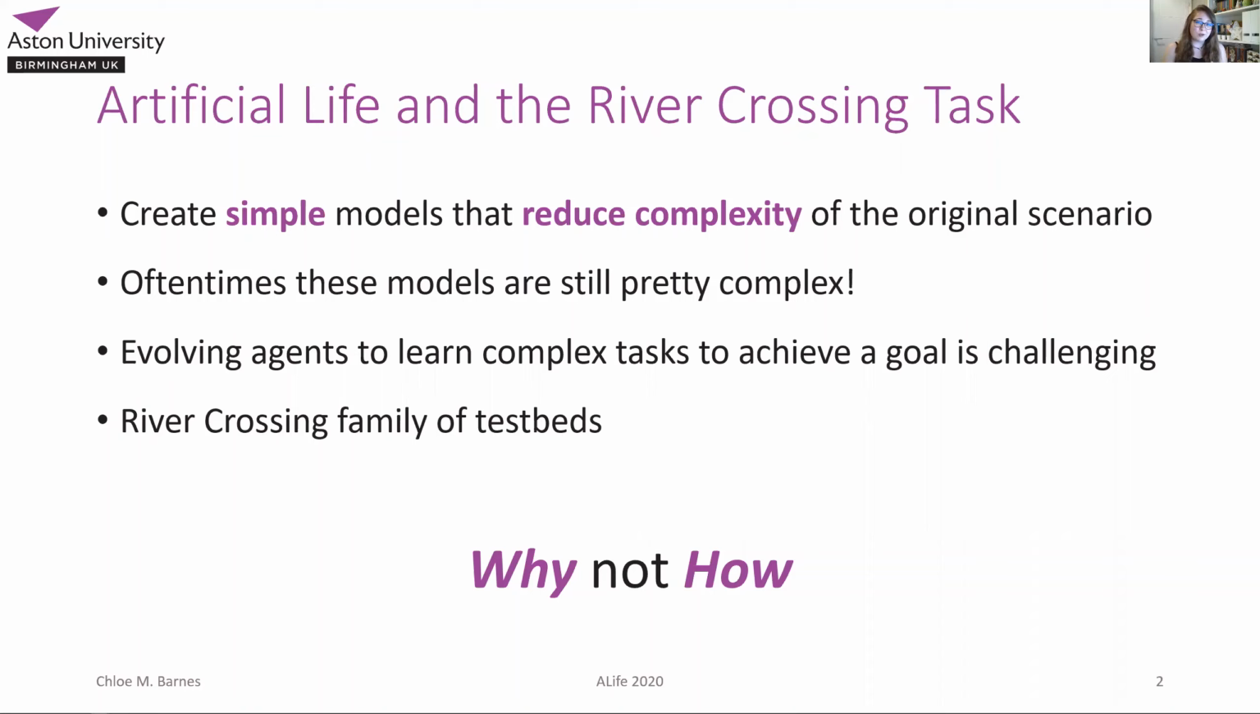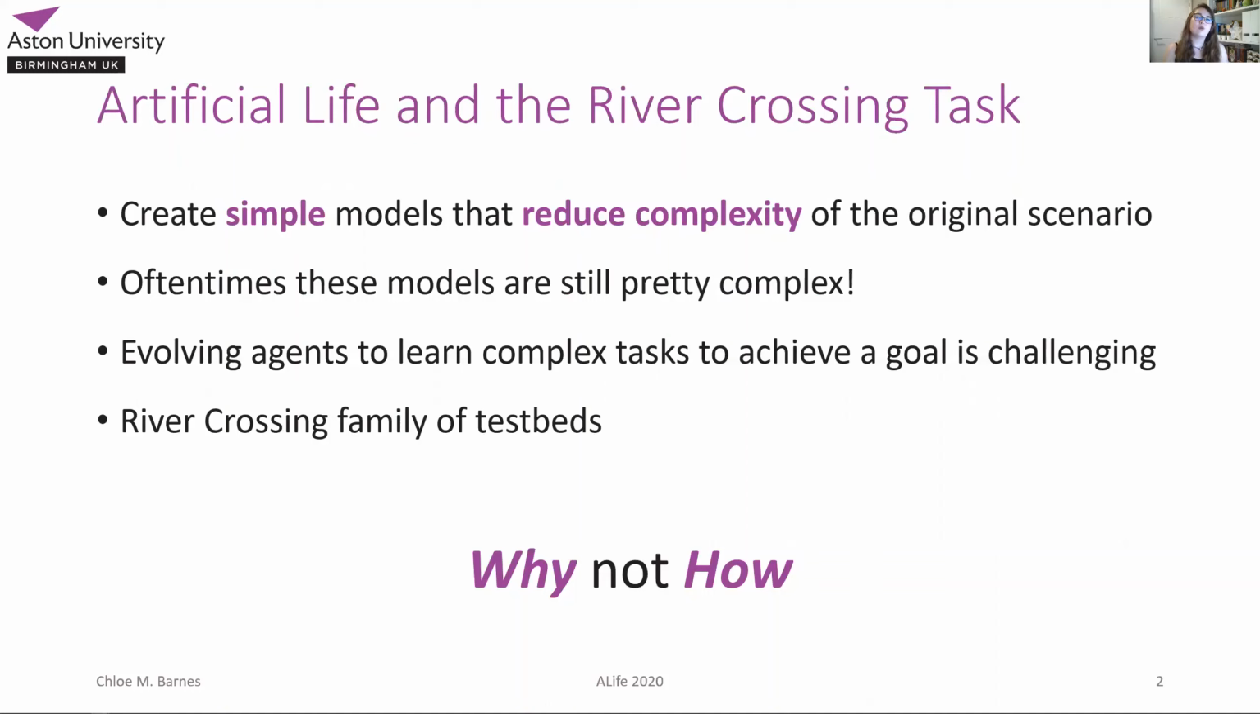But one of the troubles is that sometimes these models can still be pretty complex, and that means that there's some things that we don't understand about why agents are learning certain things or why they're evolving certain behaviors, for example. And evolving agents to learn complex tasks to achieve a goal is a challenging problem. And there are different approaches to design agents that can solve complex problems in a number of different ways, such as task decomposition or evolving modularity in a neural network, for example.